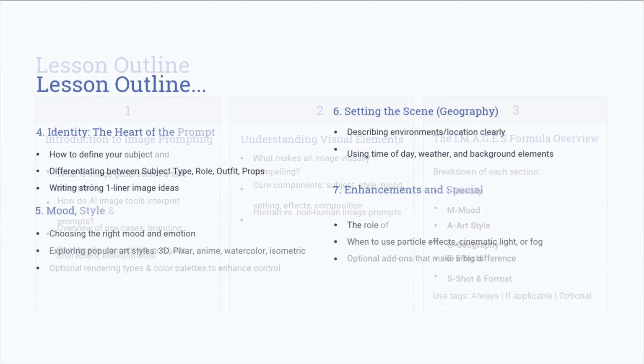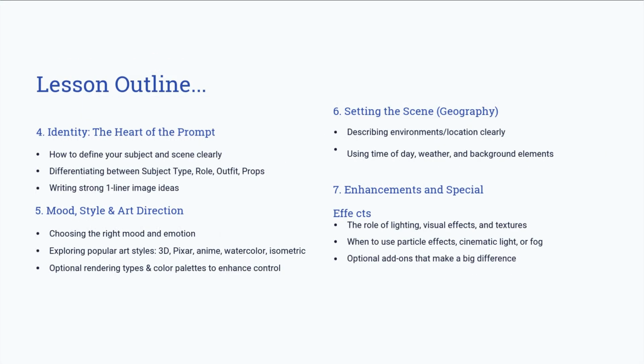After that, we'll zoom in on identity. This is where your image idea takes shape. You'll learn how to define your subject clearly, and how to handle characters, outfits, props, and all that good stuff. Then we'll move into setting the right mood and picking an art style that fits your idea. We'll check out some popular styles like 3D, anime, Pixar, and more.